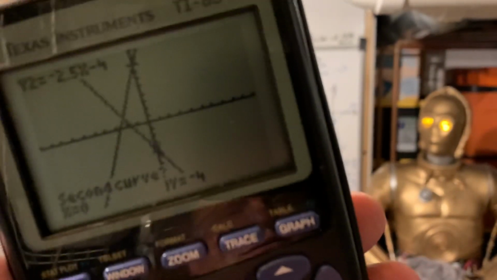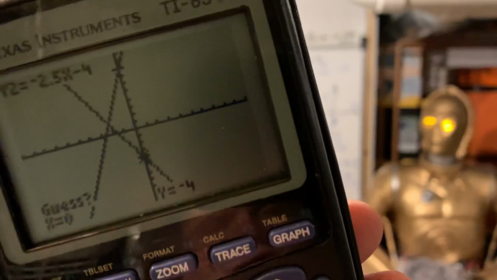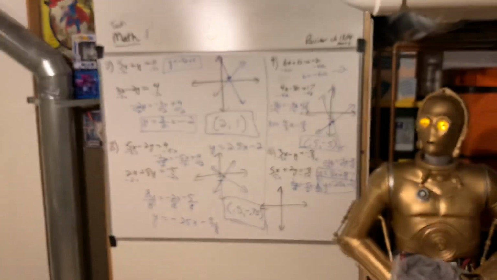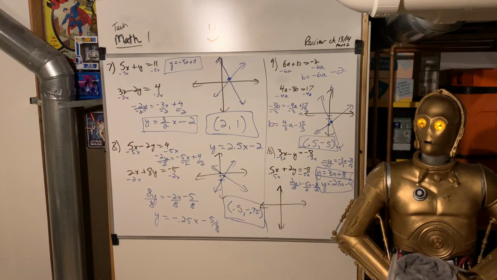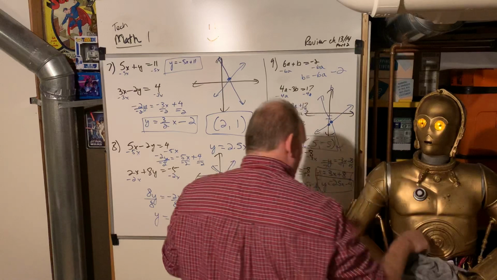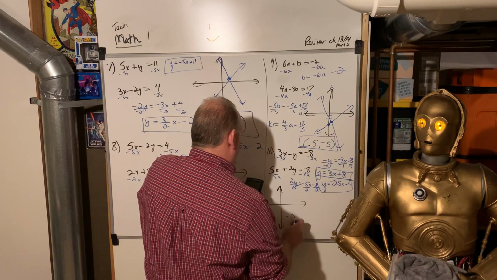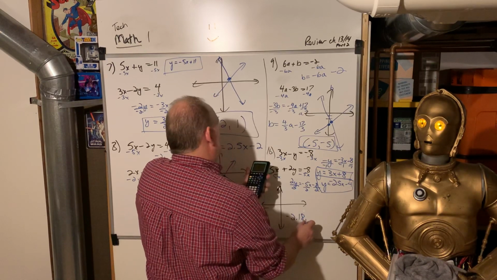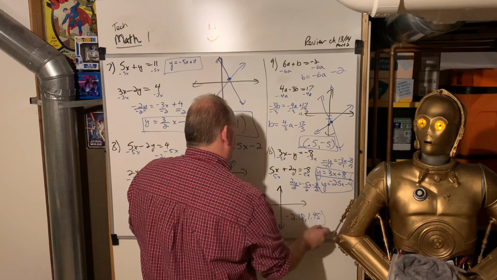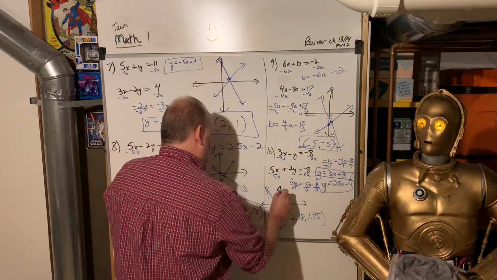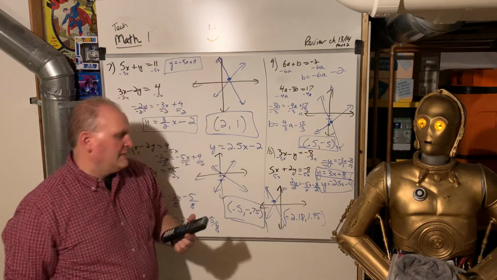And then it says, is that the second curve? You just hit enter. And it says, take a guess. And if you don't want to play, just hit enter again. And then it'll give you the answer. So it is negative 2.18 and positive 1.45. So those are my answers. Negative 2.18, comma 1.45. And their lines are up there. X marks the spot right there.